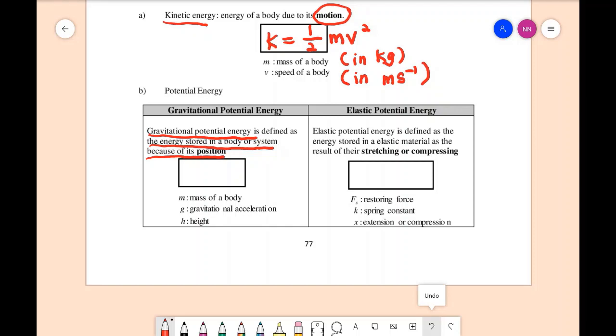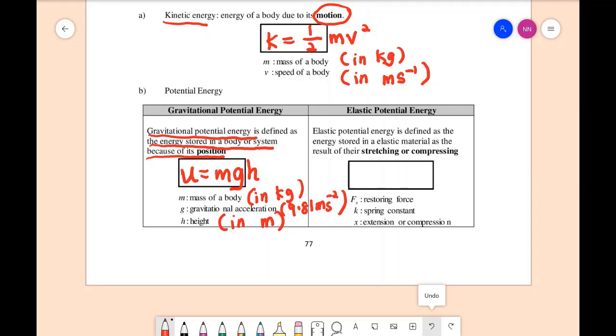So the formula for gravitational potential energy is U. The symbol of potential energy is U. U equals mass m times acceleration due to gravity g times height h, U equals mgh. So mass must be in unit kilogram, g is 9.81 meter per second squared, and height must be in unit meter. Other than that, you have to convert to SI units.